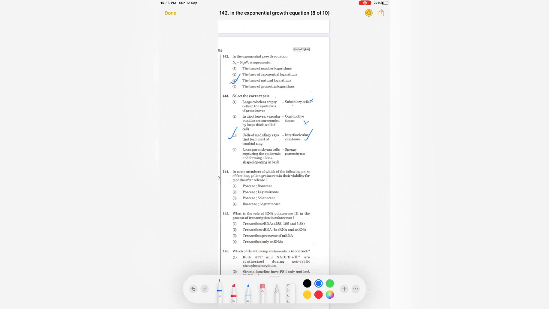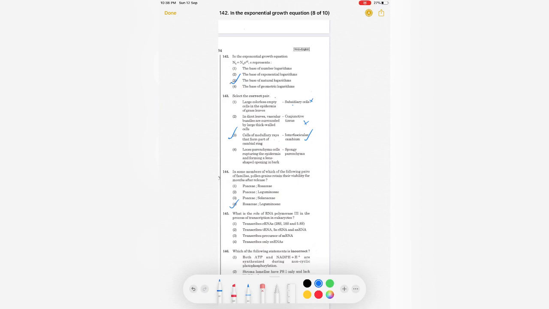Question number 144. In some members of which of the following pairs of families do pollen grains retain viability for months after release? The correct answer is Rosaceae and Leguminosae. Rosaceae, Leguminosae, Solanaceae, these are the 3 families. They can retain their pollen viability even after months.